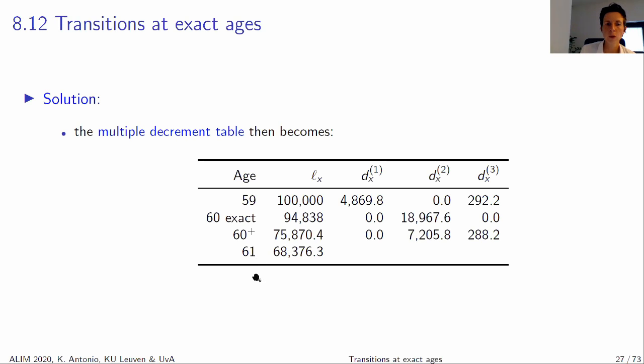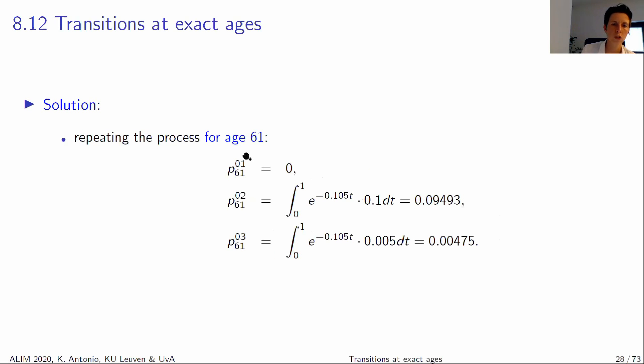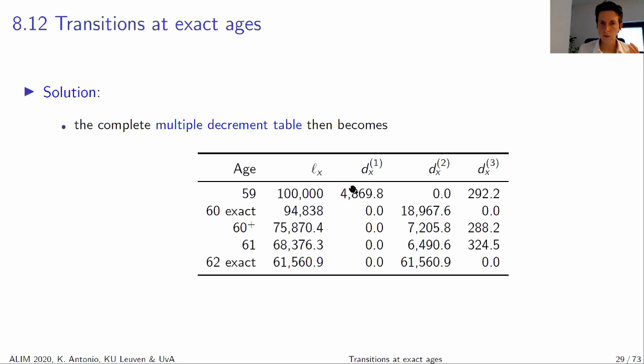That's why you get an exact 0 here. Once again, the number of people who reach age 61 can then be deduced, and I can continue with filling up my table. So the next step is to repeat these calculations for age 61. So again, I will look at the 1 year probability of making the transition, do the calculations, taking the appropriate forces of decrement into account, and so on and so forth. So I fill in the next line, and I arrive at age 62, exact age 62.